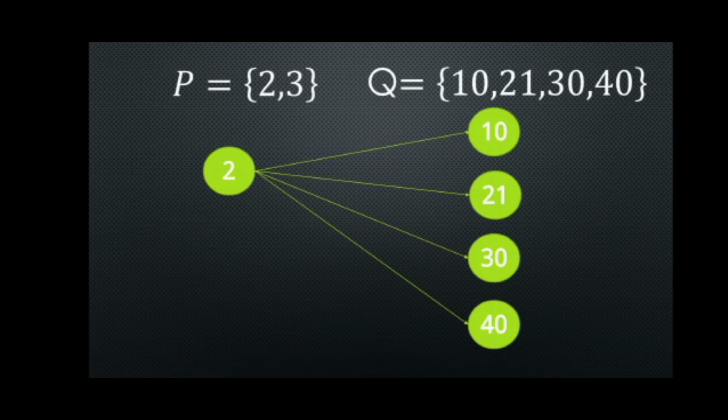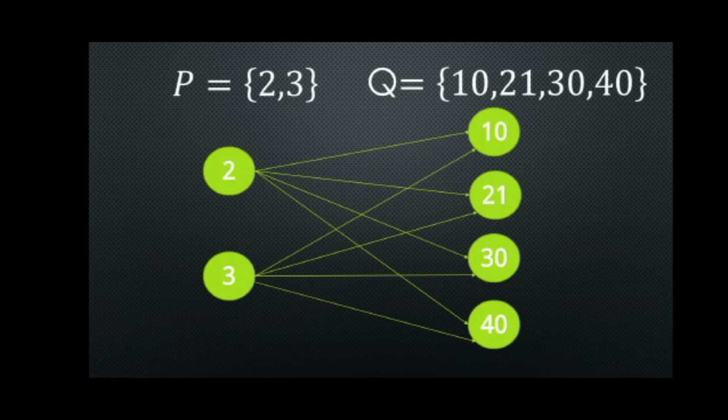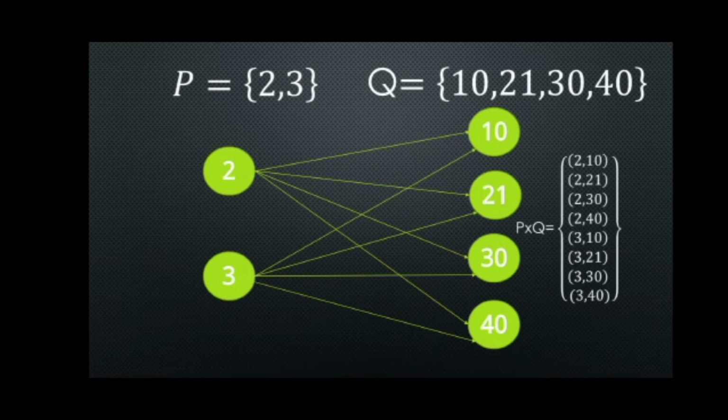2 is paired with each of the 4 elements 10, 21, 30 and 40, and 3 is paired with each of the 4 elements 10, 21, 30 and 40. So the set P cross Q will be (2, 10), (2, 21), (2, 30), (2, 40), (3, 10), (3, 21), (3, 30) and (3, 40).